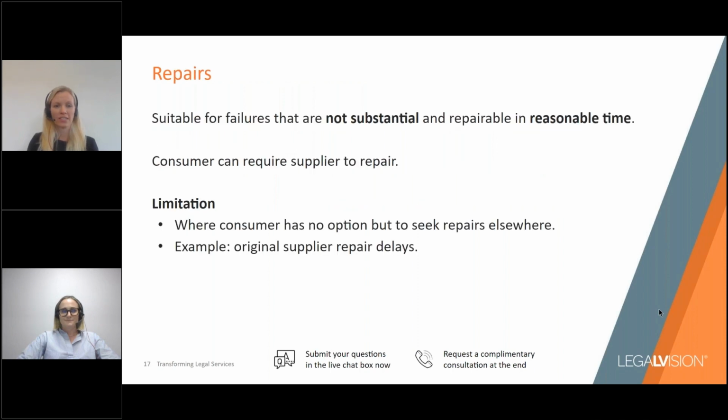So a repair is another remedy available to consumers under the Consumer Guarantees Act, and it is most appropriate when the failure of the goods is not substantial and they can be repaired within a reasonable time. In this case, the consumer can require the supplier or the manufacturer, depending on the circumstances, to repair the goods. The goods must be repaired within a reasonable time, and again, what is reasonable will depend on the circumstances.